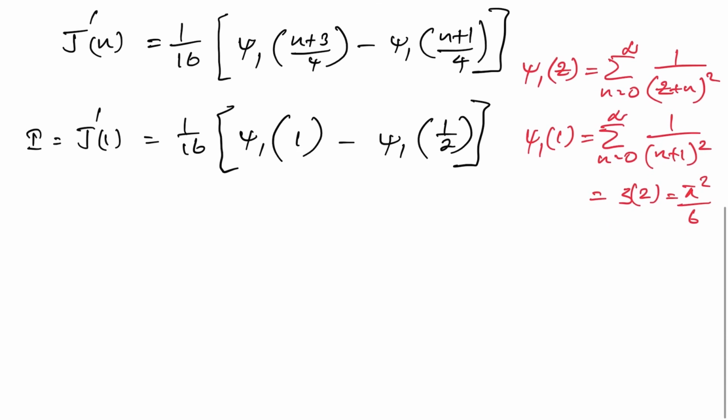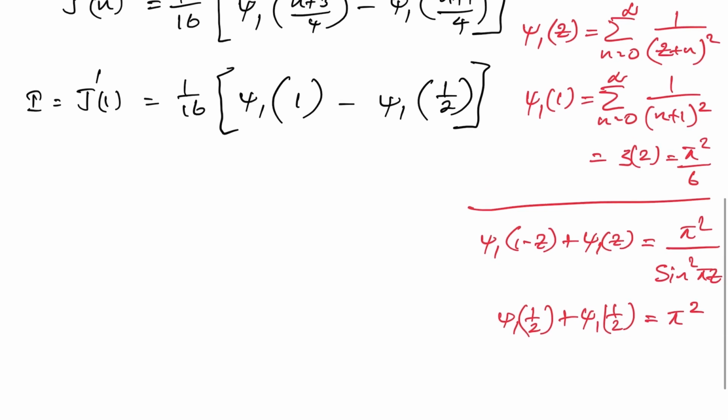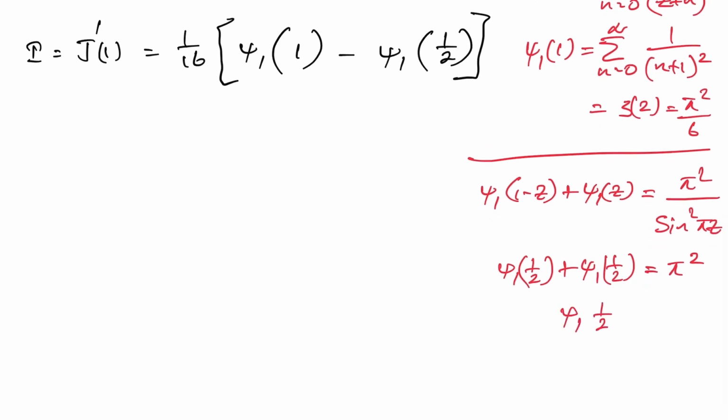Then also we should find the value of trigamma of 1/2. So let's recall the reflection formula of the trigamma function. We know trigamma of 1 minus c plus trigamma of c is equal to pi square over sine square of pi times c. Okay, then if we plug in 1/2 for c, trigamma of 1/2 plus trigamma of 1/2 is equal to pi square. Then we can isolate trigamma of 1/2. We know trigamma of 1/2 is equal to pi square over 2.